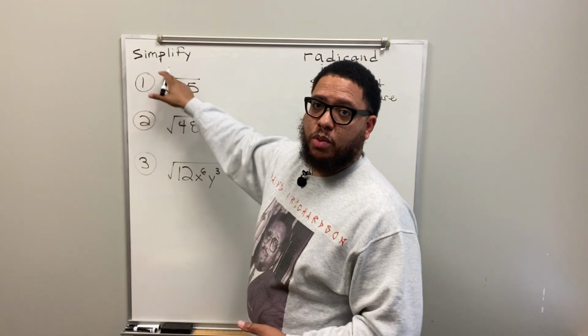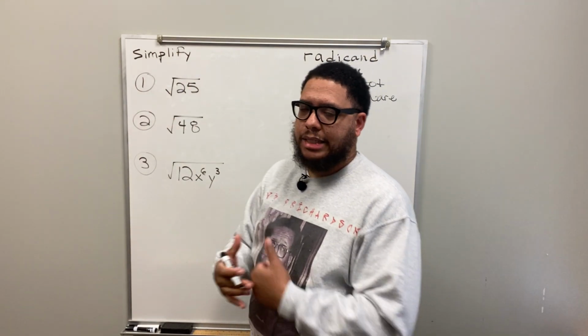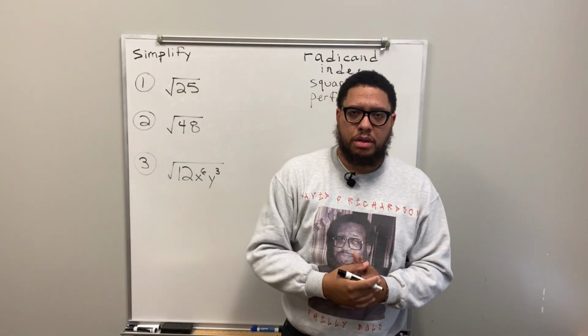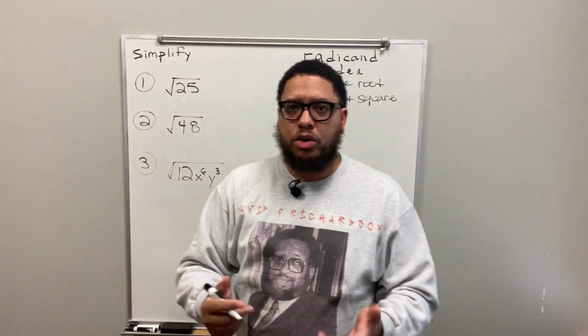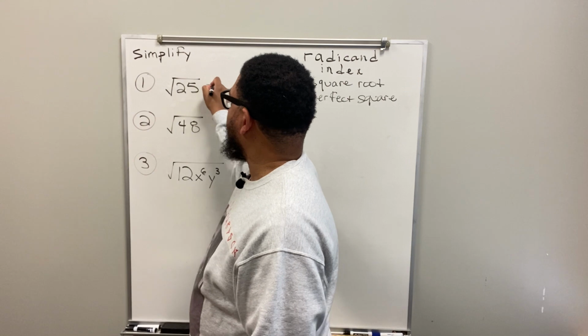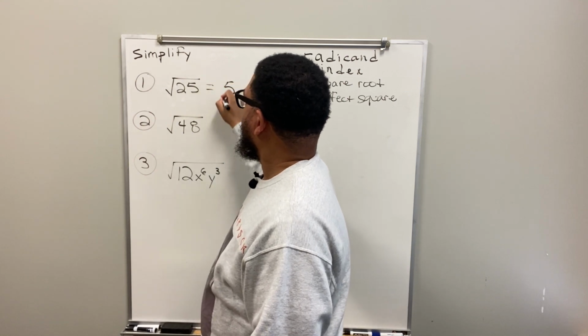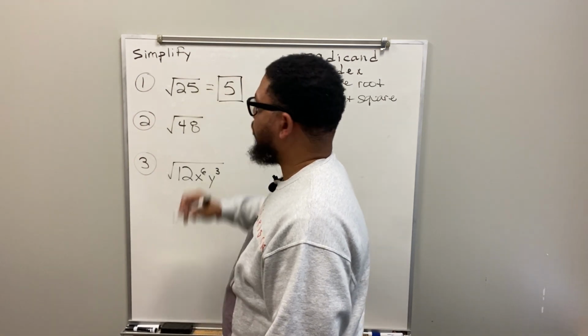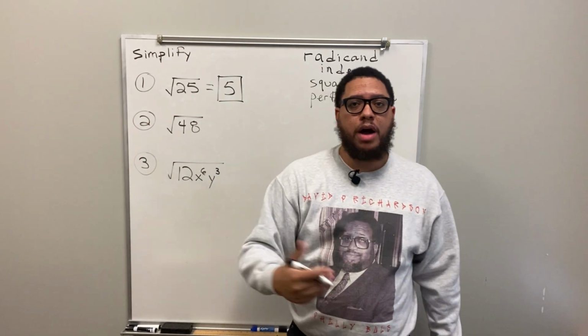It's telling me to take the square root of 25. So it's asking me what number multiplied by itself would equal 25. And I know that because I know my multiplication facts. I know that 5 times 5 equals 25.